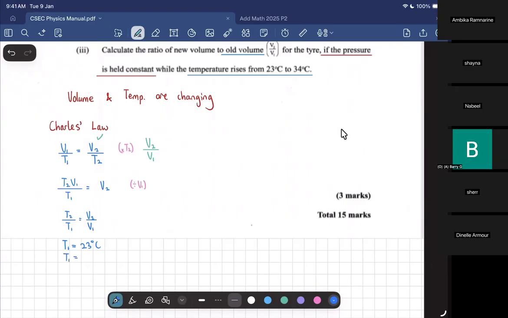So how would I convert 23 degrees Celsius to Kelvin? Add 273 to it. What would I get? You get 296. What is the second temperature? 34 degrees Celsius. So what would the second temperature be in Kelvin? 307. Is everybody all right with that?